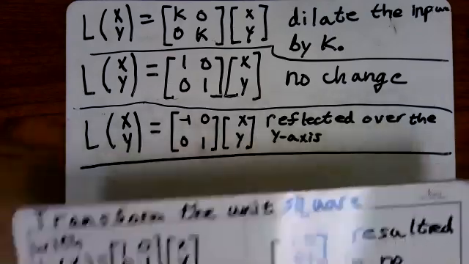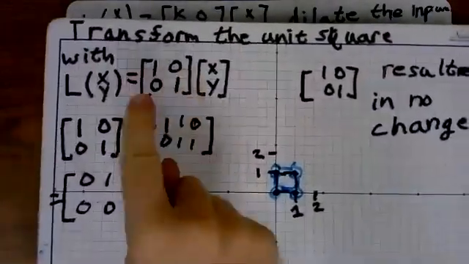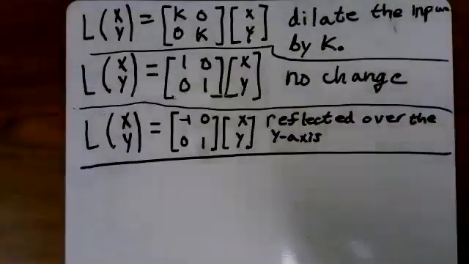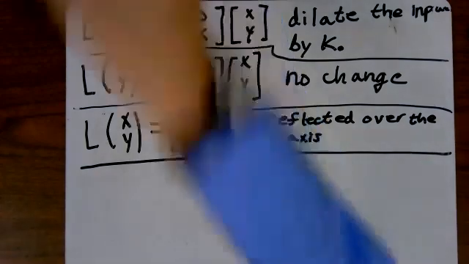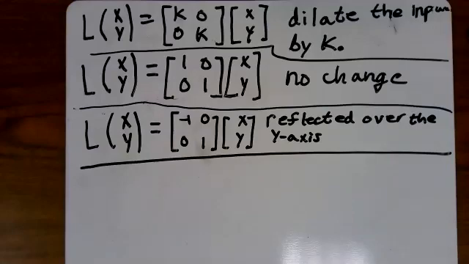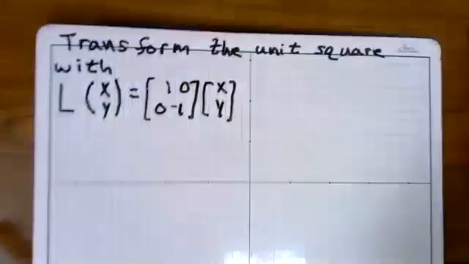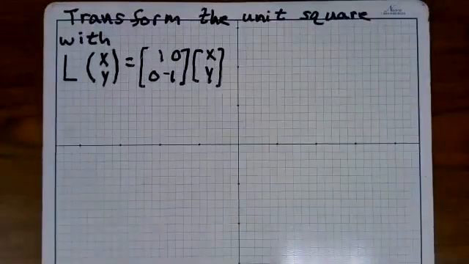So once again, let's go back to our home base, 1, 0, 0, 1, the identity matrix. I just totally blanked it for a moment. So instead of changing that first number into a negative one, what happens if we change the bottom one to negative? So let's transform the unit square with this.